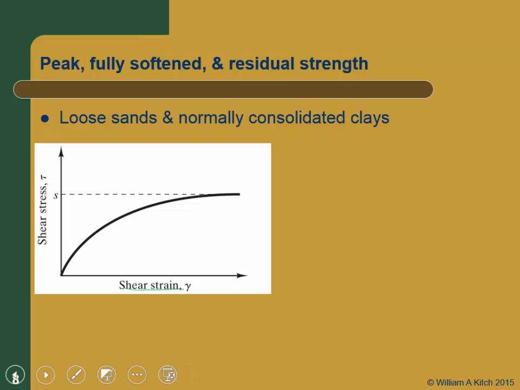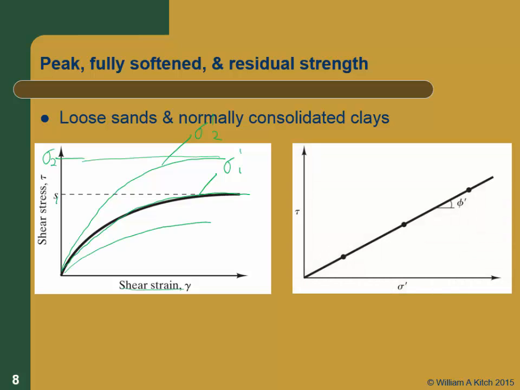We know that we'll pick up shear stress, and we'll pick up shear stress, and eventually we'll reach some peak like that, and that'll be our peak. We'll do one test at some normal stress, normal stress one. We'll do a second test at a higher normal stress, and we'll get another peak value. So this will be S1. This one is at sigma prime 2, and we'll get a higher one here.